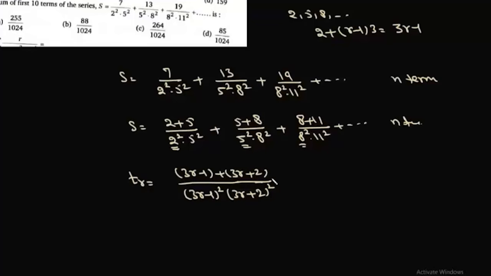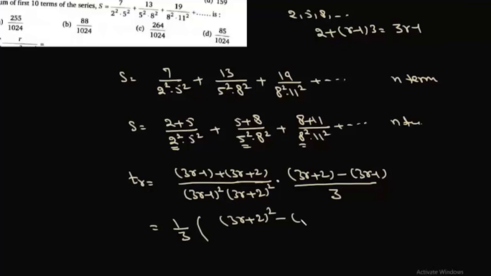Now since we have to solve this question, we need to use the method of difference and we have to introduce a minus sign. So we'll multiply and divide it by (3r+2) minus (3r-1), which is essentially 3. So we'll multiply and divide it by 3. Now this is (a+b) into (a-b), so we can write 1 by 3, and this is (3r+2) whole square minus (3r-1) whole square upon (3r-1) whole square into (3r+2) whole square.